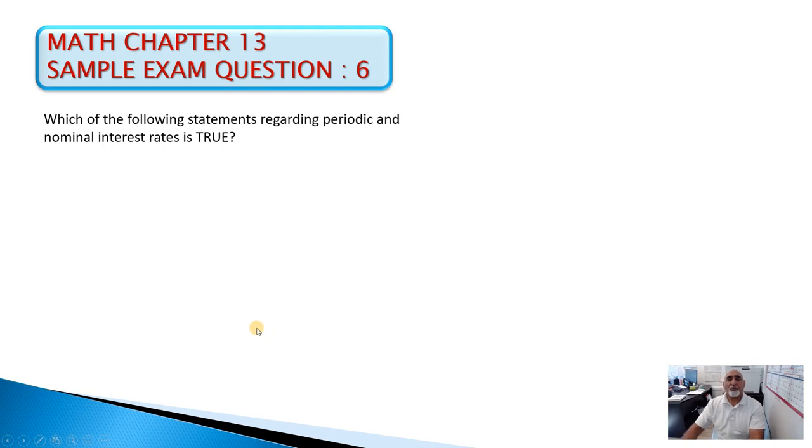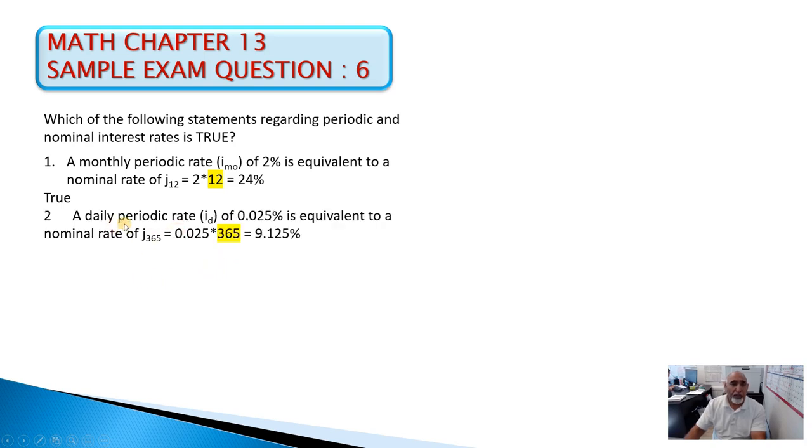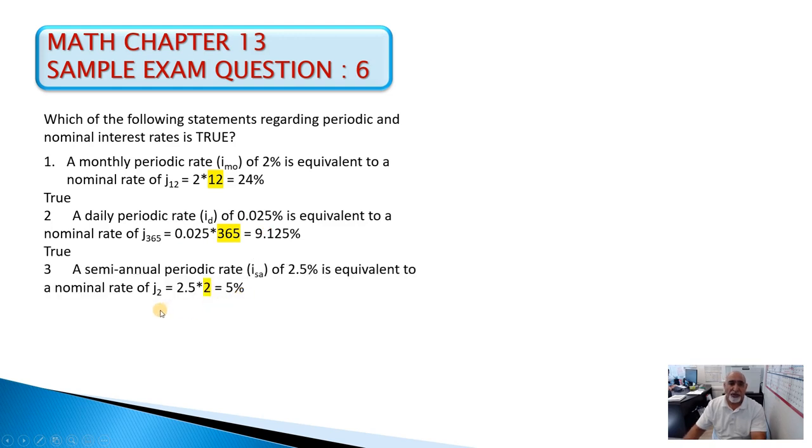Okay. Now, which statements are true? Is this a true statement? IM of 2%, is that the same as J12 of 24? Yes, that's how you get from IM to J, you multiply by 12. That's a true statement. Okay, a periodic daily rate, how do we get from daily rate to a J365? You multiply by 365. When you multiply these two, yes, you do get 9.125.